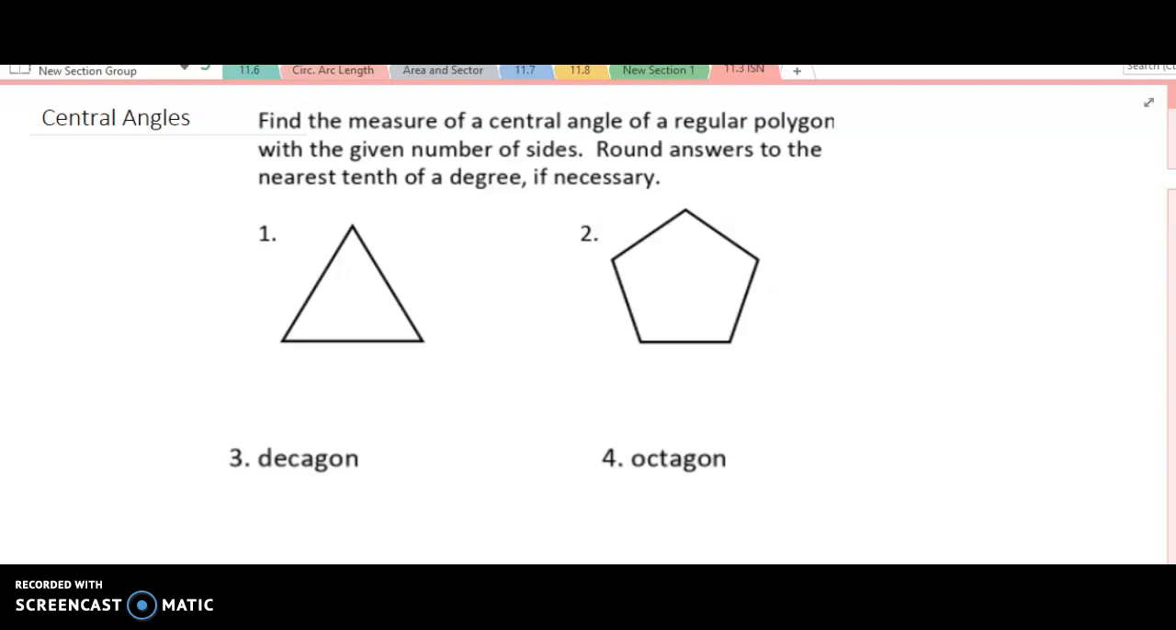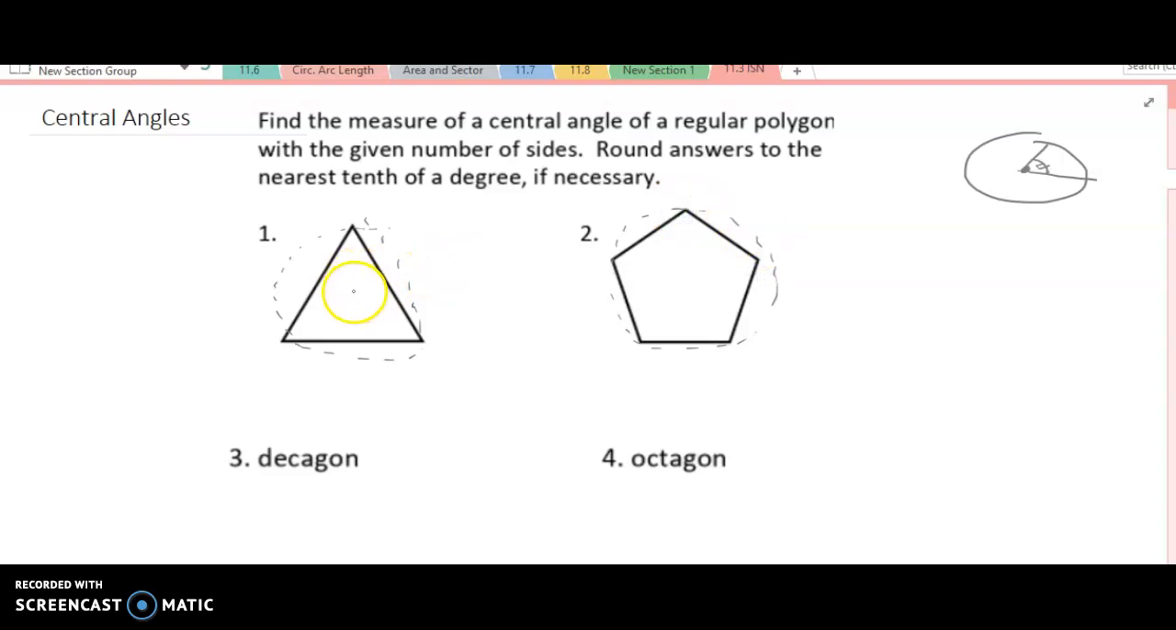All right, so let's look a little closer at some of these regular polygons. The first thing we're going to do is find the measure of the central angles. Remember, a central angle is when you have a circle. Here's the center. A central angle is an angle whose vertex is the center of the circle. Remember, each one of these can be inscribed in a circle, and I'm not going to draw all of them.